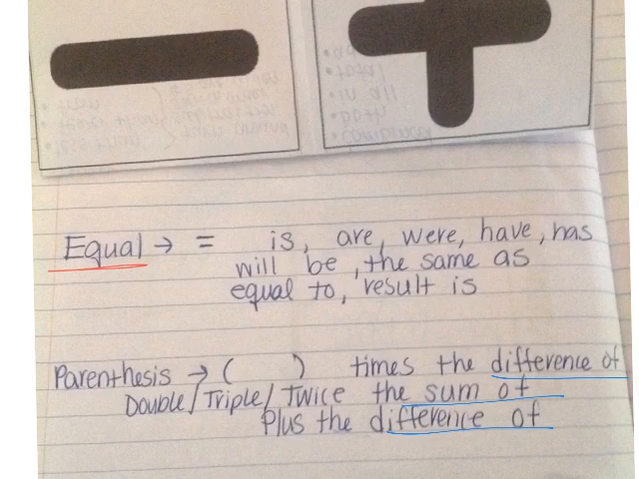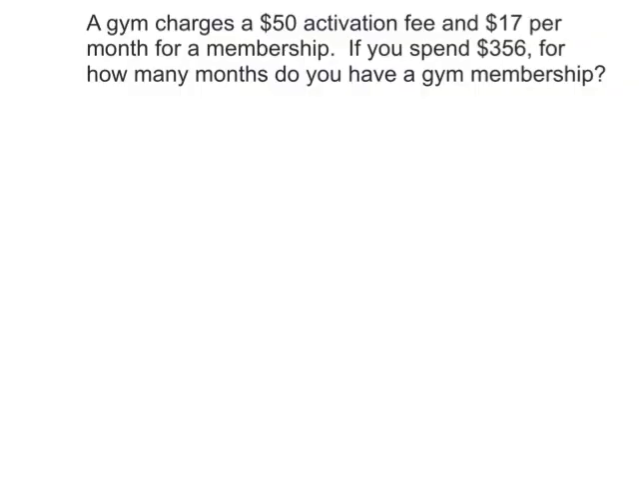Now let's do our practice. A gym charges a $50 activation fee and $17 per month for a membership. If you spend $365, for how many months do you have a gym membership? So remember, step 1 is to define your variable. So what is x here? What is the unknown? We're trying to find how many months. So x is the number of months.